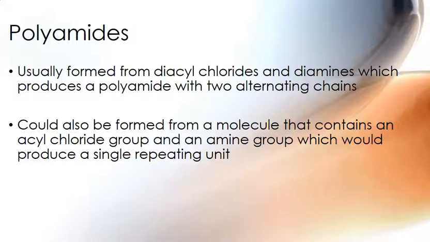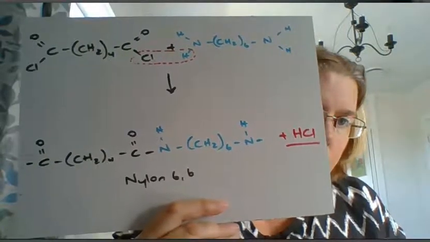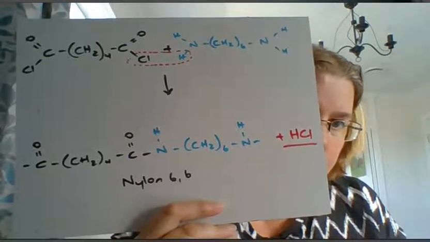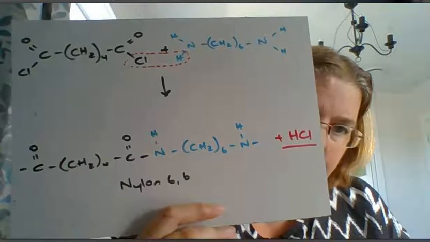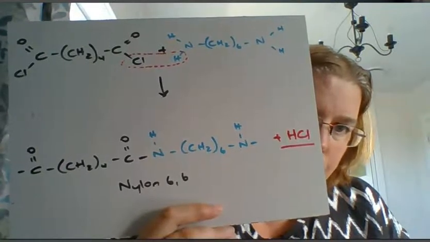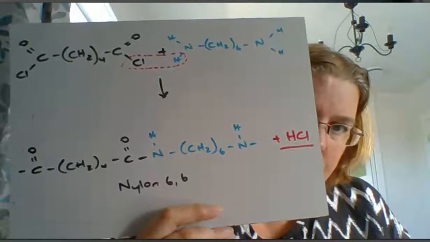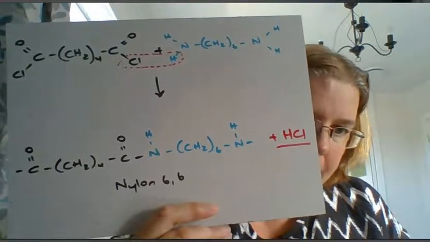But the diacyl chloride and diamine is the usual option for a polyamide polymer, not a naturally occurring peptide. So let's just have a quick look at that for a sec. Okay, so here we've got a 6-carbon diacyl chloride and a 6-carbon diamine. So you can see that there's an acyl chloride group on either end of the diacyl chloride. There's an amine group on either side of the diamine.